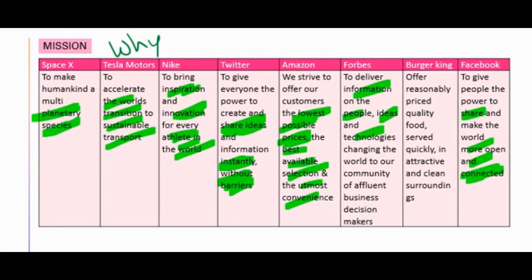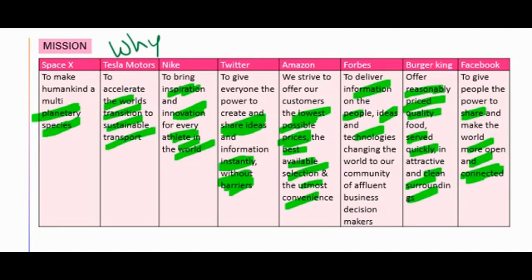Next, the last one, let's look at Burger King. What Burger King says: offer reasonably priced quality food and served quickly. This is also like McDonald's, right? In attractive and clean surroundings.